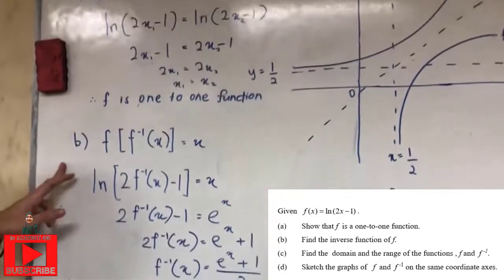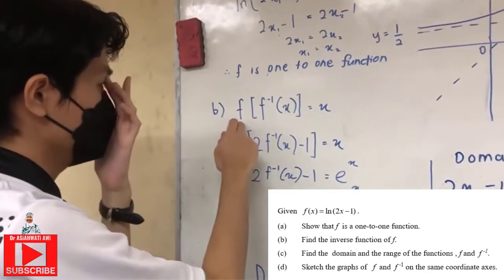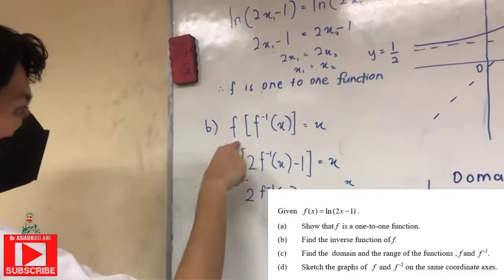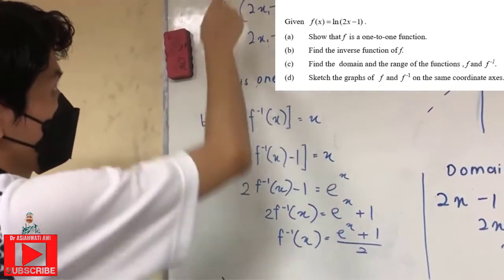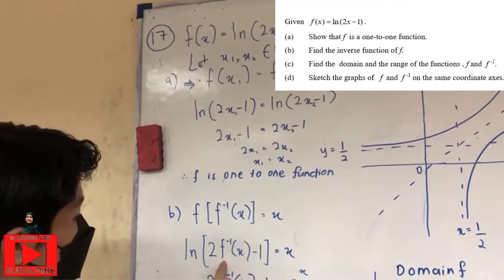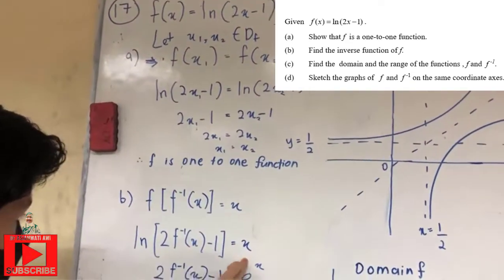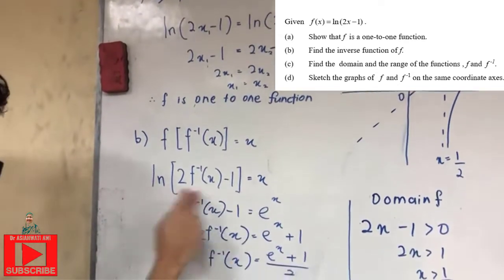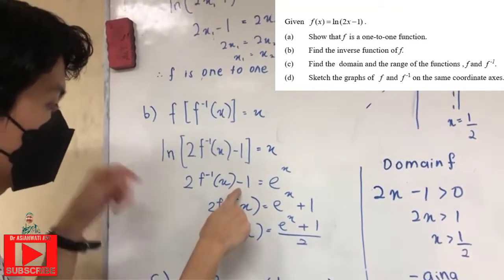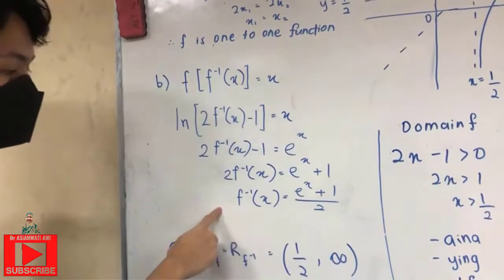For question B, it asks for the inverse of f. So as we know, the inverse will give us x. So we substitute f inverse into f. So ln(2 f inverse minus 1) equal to x. And then we move ln to the right, it becomes e power of x. And then we move negative 1, it becomes plus 1. And then divided by 2. So this is the inverse of f.